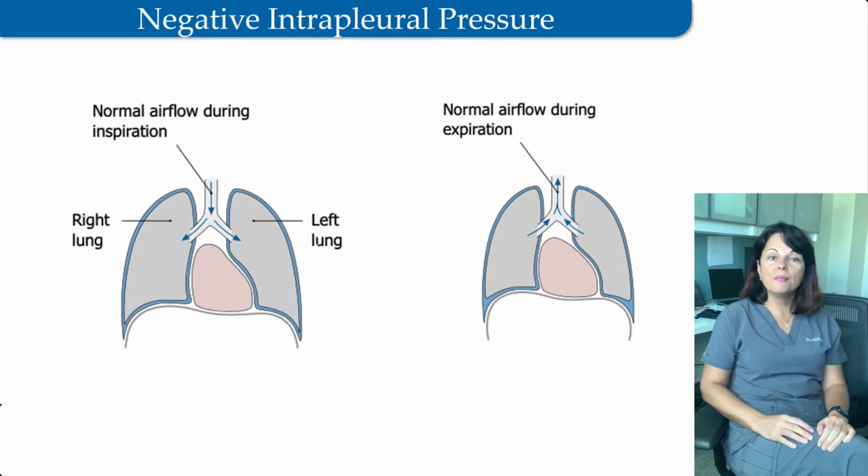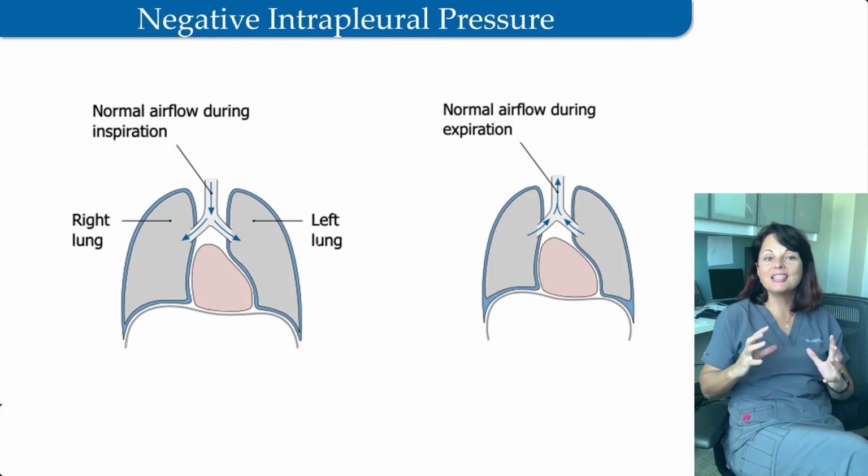Normally, the pressure within the pleural cavity is slightly less than the atmospheric pressure. Don't confuse the intrapleural pressure with the intrathoracic one. Those are different things. The thoracic cavity is the space that includes the pleura, lungs, and heart, while the pleural space is only the space between the parietal and visceral pleura surrounding the lungs.